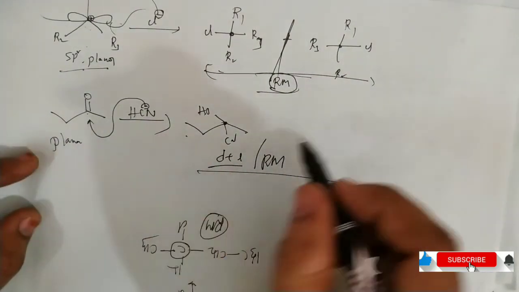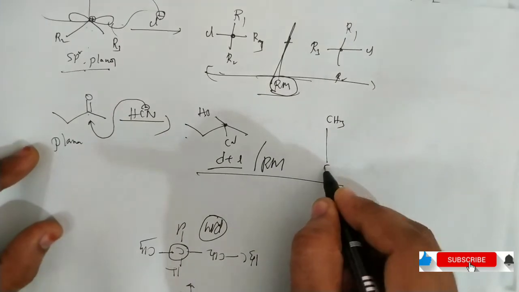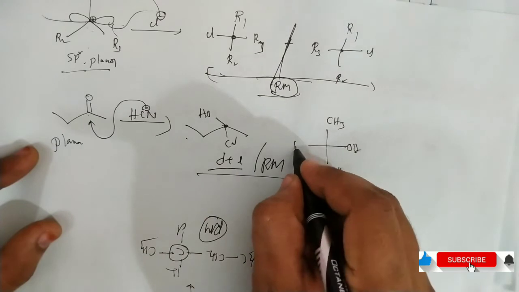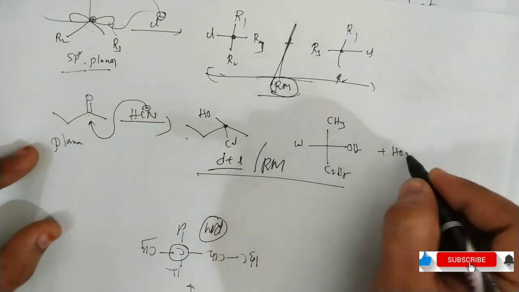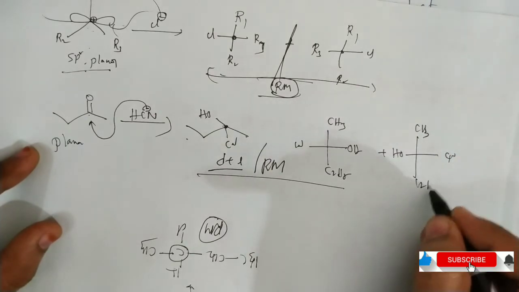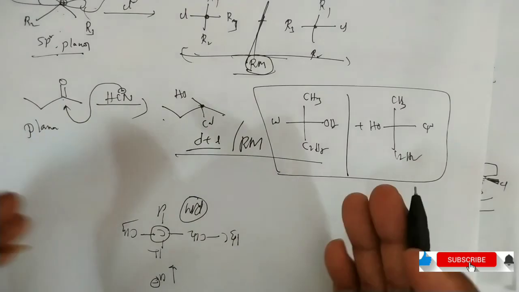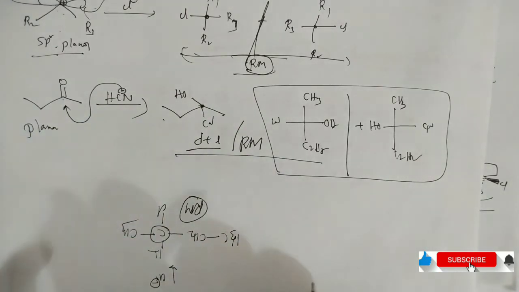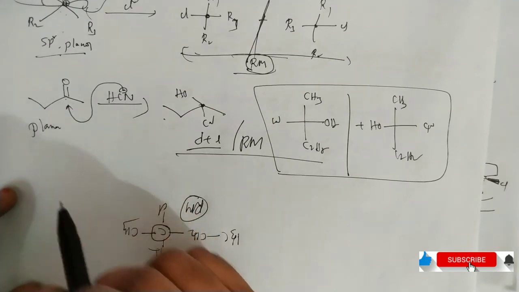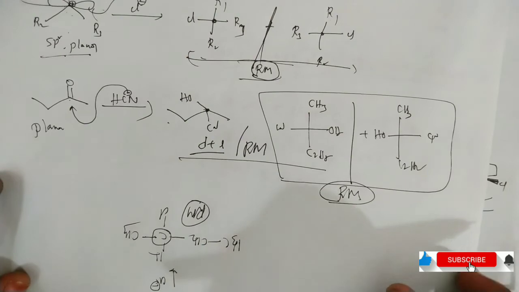That's it. Suppose in this case, I am writing like this, methyl, and here C2H5 ethyl, and this one OH and CN, or maybe OH and CN, CH3, C2H5. These two are mirror images of each other. These two compounds are formed in equal amounts. Why? Because the CN minus attacks on this carbon either from the front side or the back side. So you'll get the racemic mixture. That is nothing but racemization.